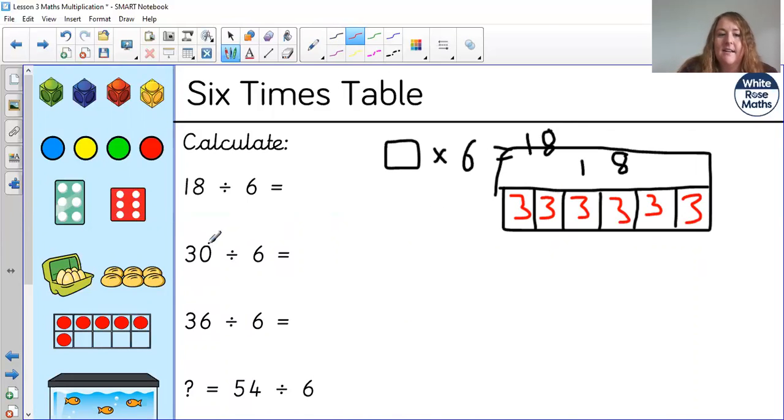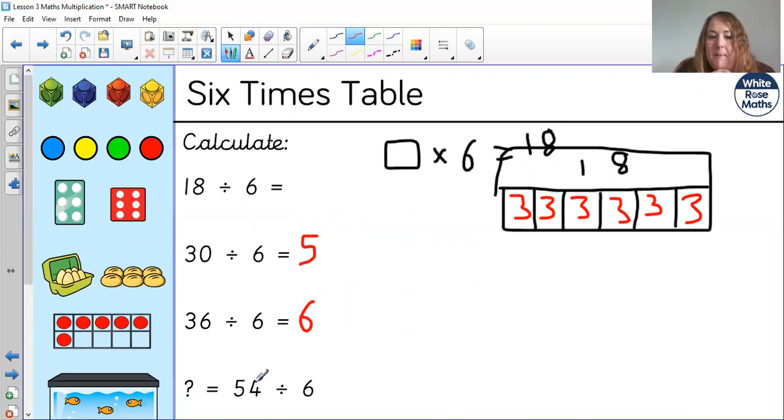Excellent. Okay, next answer, 30 divided by 6. In the same way, it's asking how many 6s go into 30. So the answer there should have been 5. 36 divided by 6, how many 6s go into 36? The answer is 6. And the last one, something equals 54 divided by 6. So it's still asking how many 6s go into 54, but the question is the other way around. Don't let that confuse you. So how many 6s into 54?